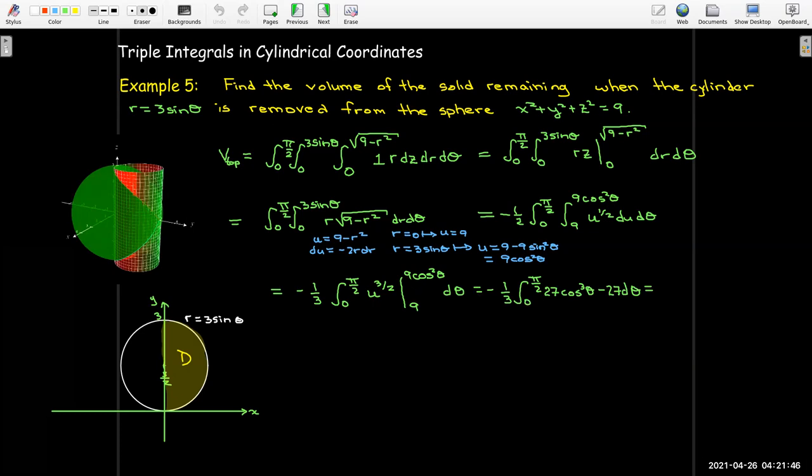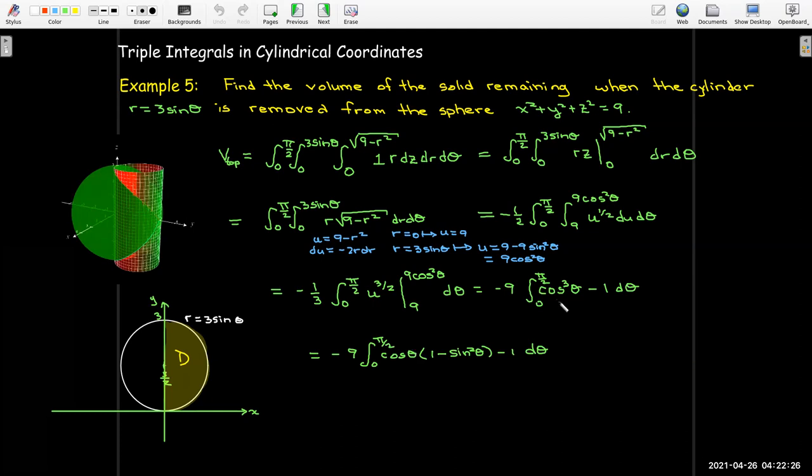So 3/2 power means take the square root and then cube it. So square root of 9 is 3, and that cubed will give me 27. And I'll also have cosine cubed theta. We'll talk about this in a minute. And then obviously just minus 27. So I can factor out the 27, multiply that times the negative 1/3. That'll give me a negative 9. And I'm left with cosine cubed minus 1 in the integrand.